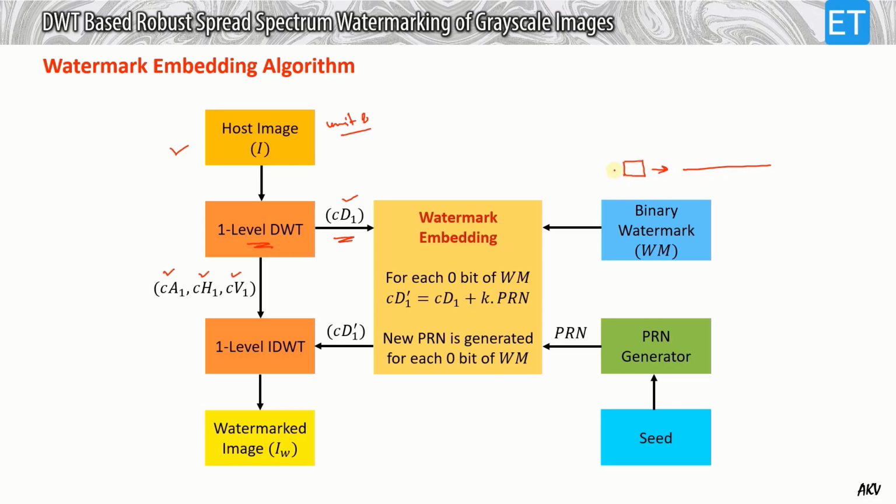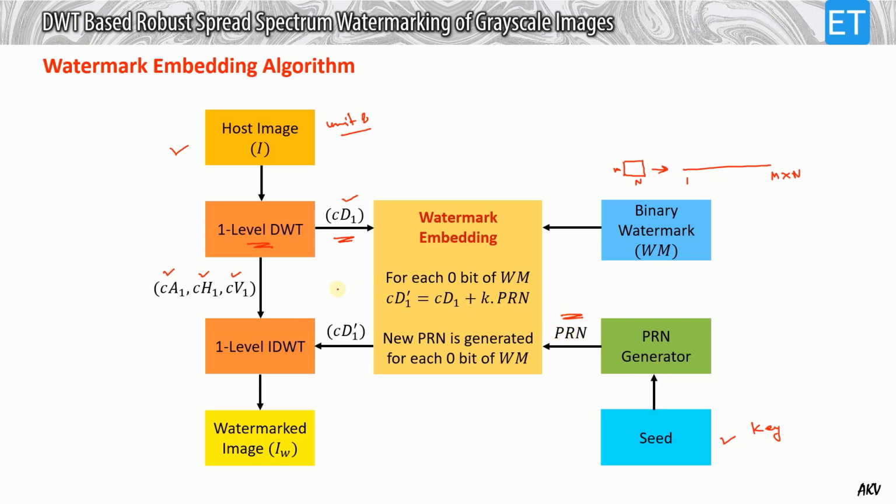Let's say its size is m by n, so it will be of size 1 by m by n, and a seed is initialized, which will be used as a key. This seed will be used to reset the PRN, I mean the pseudo random number generator of the software. And after that we will generate the pseudo random sequences.